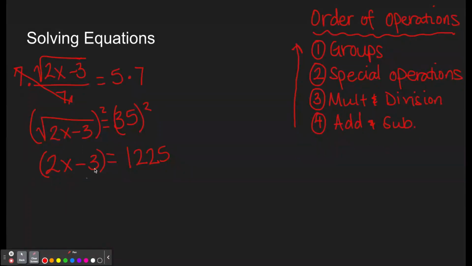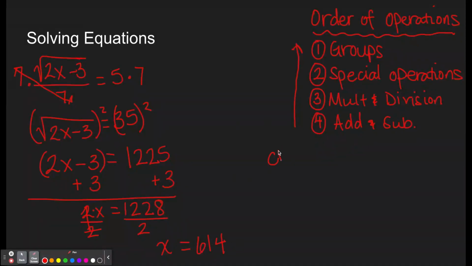So adding and subtracting, the inverse of subtracting 3 is to add 3 on both sides. So we're going to have 2x equals 1,225 plus 3, which is 1,228. And then finally, this is multiplication, even though we don't write it here when we have 2 and x next to each other, and the inverse of multiplication is division. So we divide both sides by 2. This will give us 1. So we're just left with x equals whatever 1,228 divided by 2 is, which is 614.